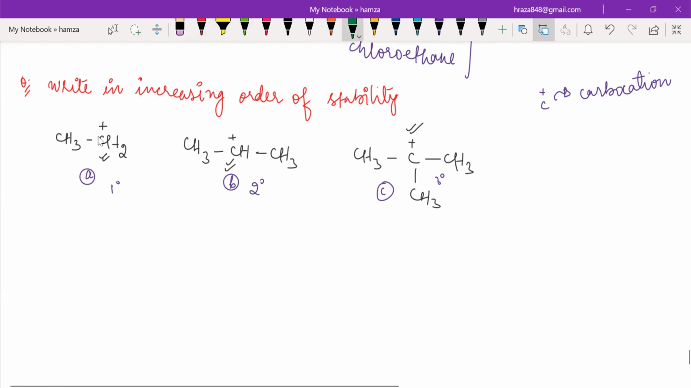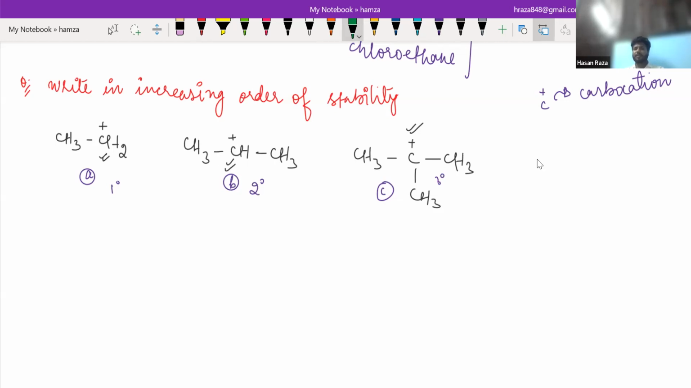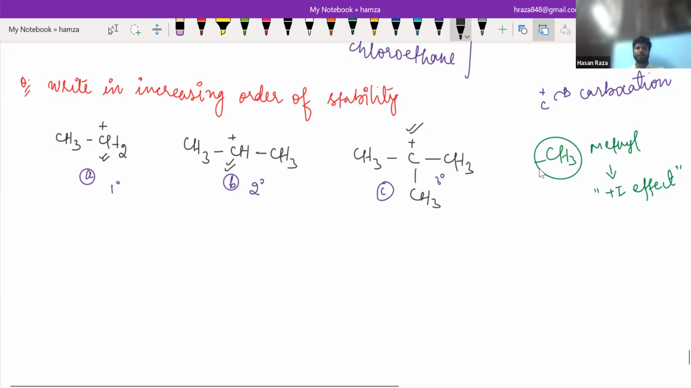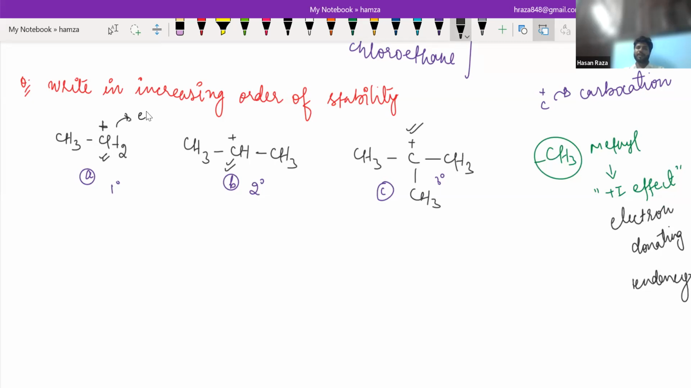Now you can see this CH3, that means methyl, has plus I effect. Plus I effect means electron donating tendency. This positive means this is electron deficient.